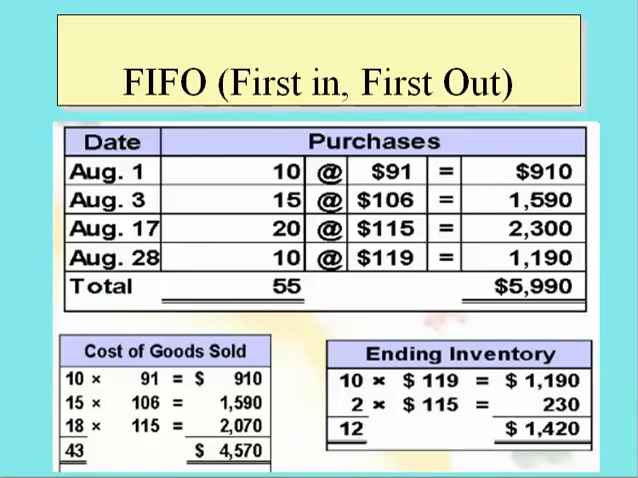Let me give you an example here. So again, the first in, first out. So the August 1st purchase would be the first ones to go out the door, then the August 3rd, then August 17th, and then August 28th.